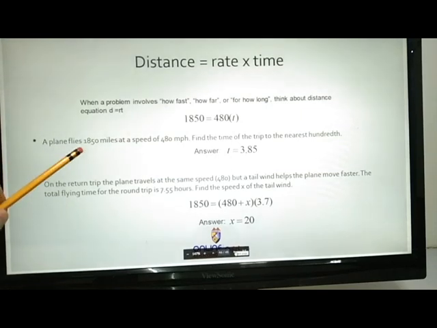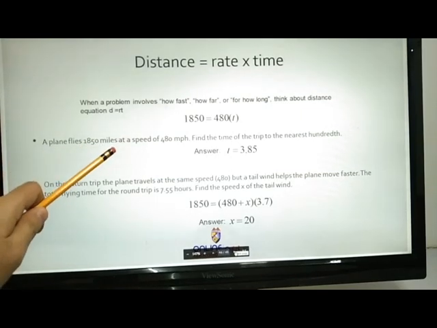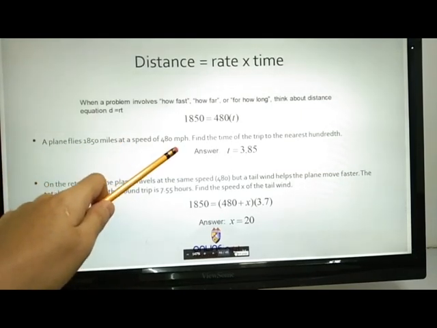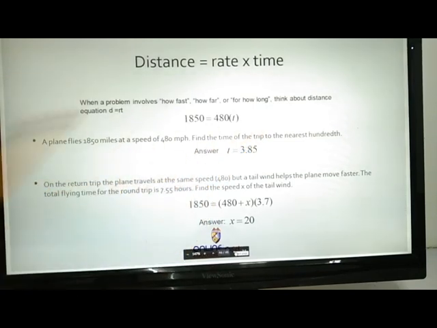So, example, a plane flies 1,850 miles at a speed of 480 miles per hour. Find the time of the trip to the nearest hundredth. So, given 480, you have to substitute.